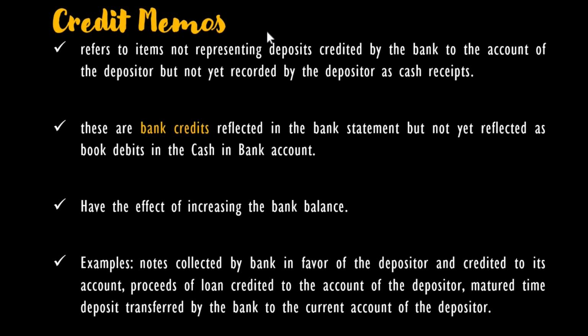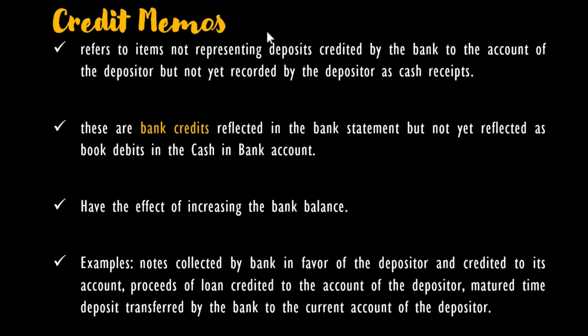So, itong credit memo have the effect of increasing the bank balance. So, ang nangyari is, yung balanse mo per bank ay mas malaki compared sa balanse mo per book. So, meaning yung book records mo ay understated. Kasi, nag-credit na yung bangko pero hindi mo pa na-reflect or hindi mo pa na-record yung cash receipts per records of the company. So have here examples.